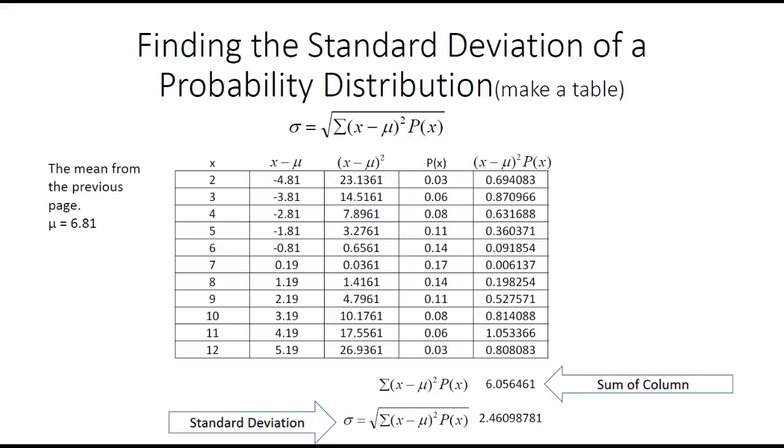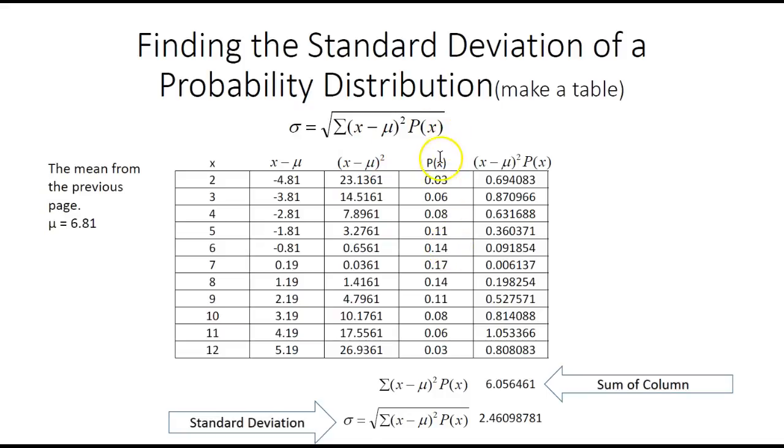In previous sections, we calculated standard deviation and had to create a table to do so. Here is the same type of table. The first column is the data or sums. The second column is data minus the mean of 6.81. In the third column, we square the results. These numbers are always positive.